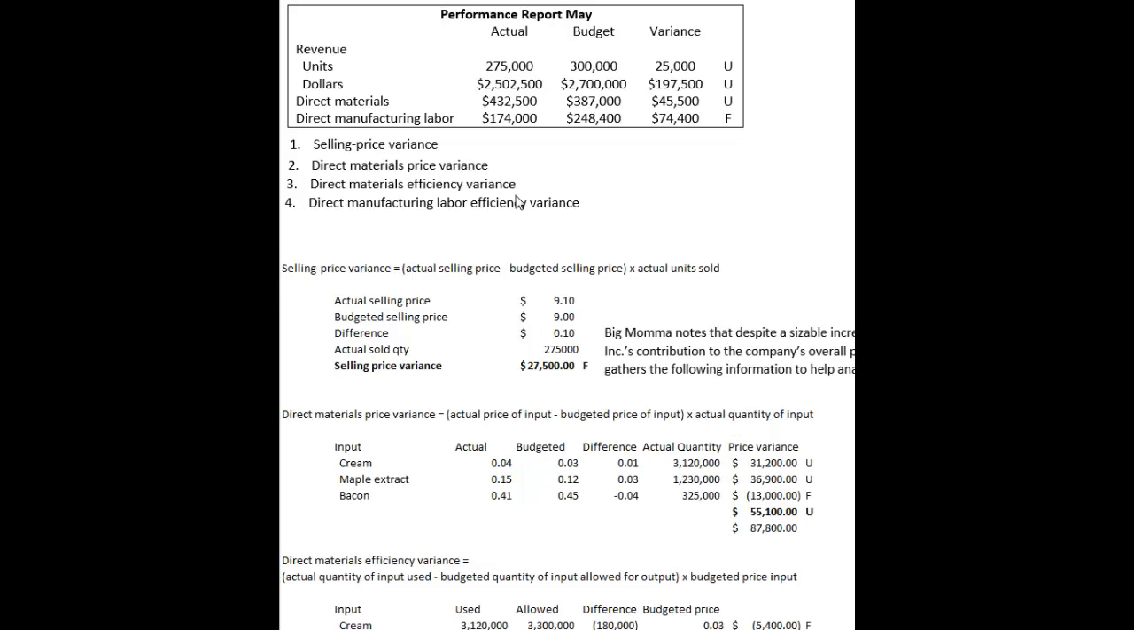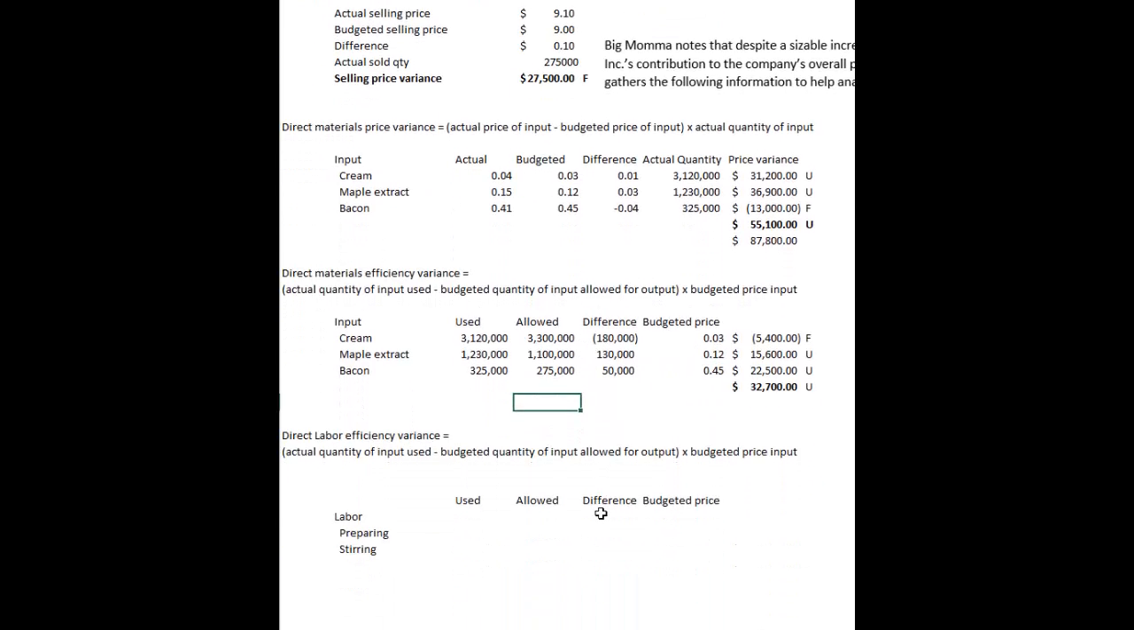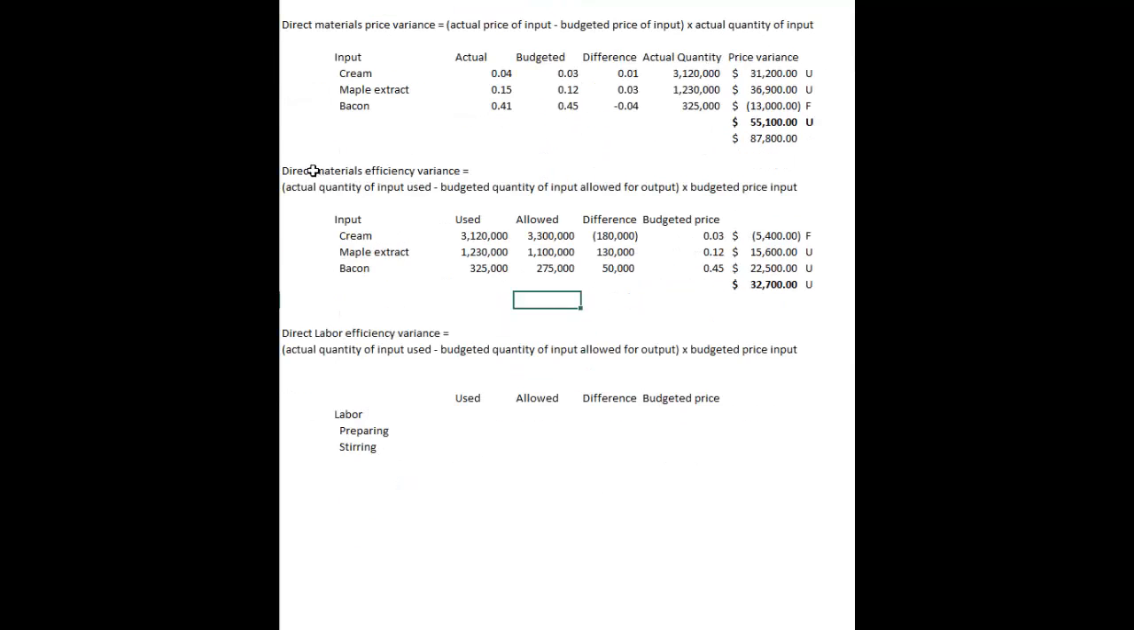So, okay, the efficiency variance for labor is the same calculation we had for the efficiency variance for material. I've got that listed here. It's the actual quantity of the input used, and here it's minutes or hours because it's labor, minus the budgeted quantity of the input allowed, again minutes or hours, times the budgeted price per minute or per hour.